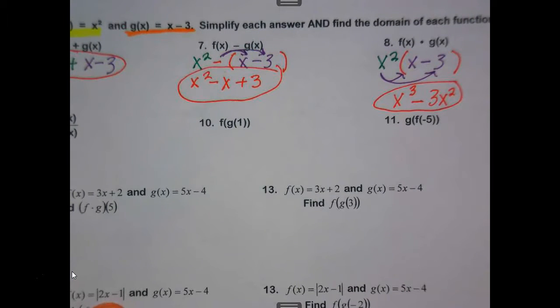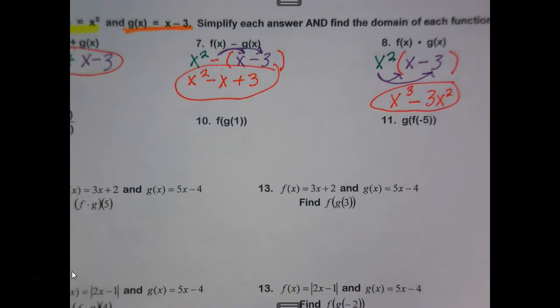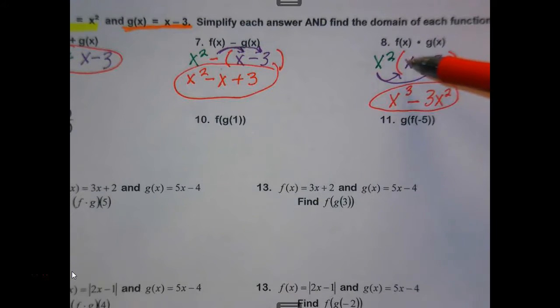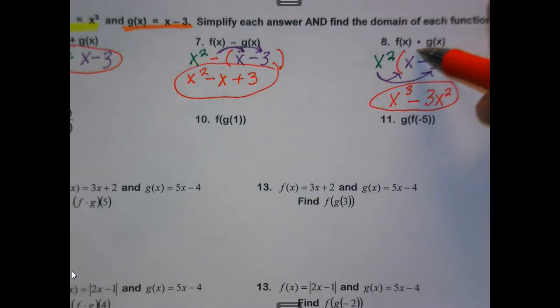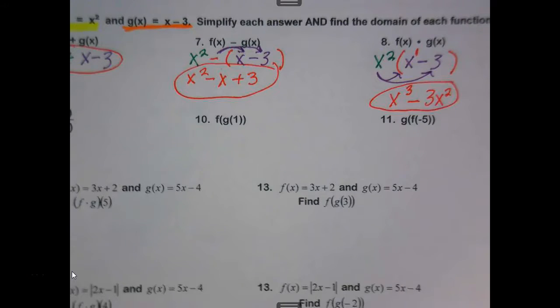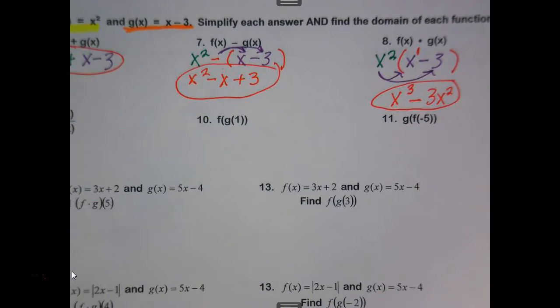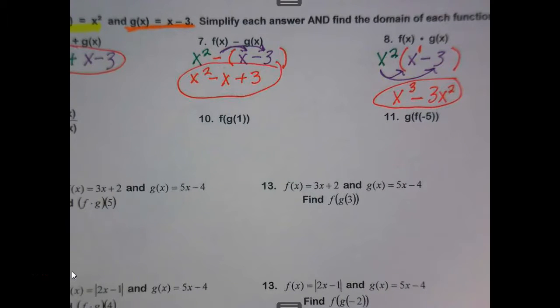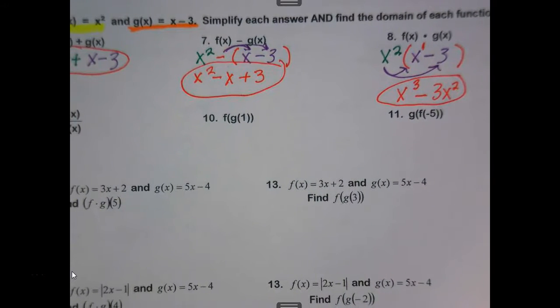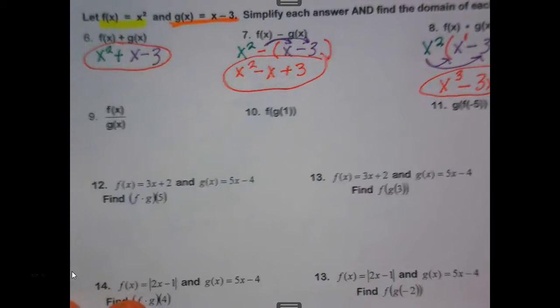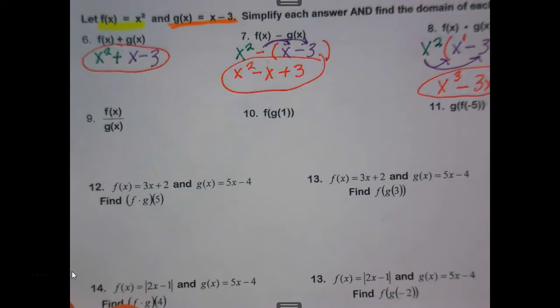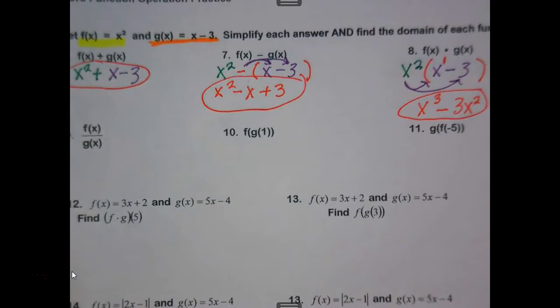X squared times x is x cubed, because when I'm multiplying with the same base, I add the exponents. That's x to the first, right? If I was just combining them, I would not add exponents. And I really wouldn't combine them because they're unlike terms.